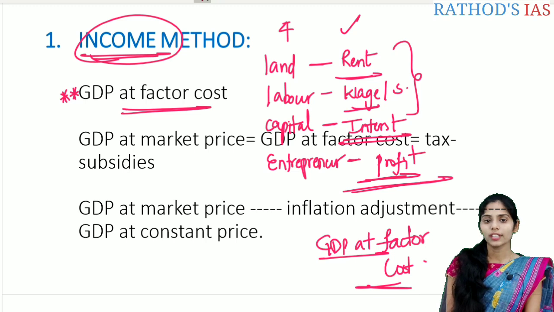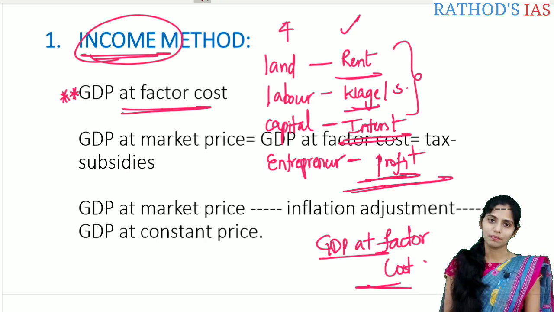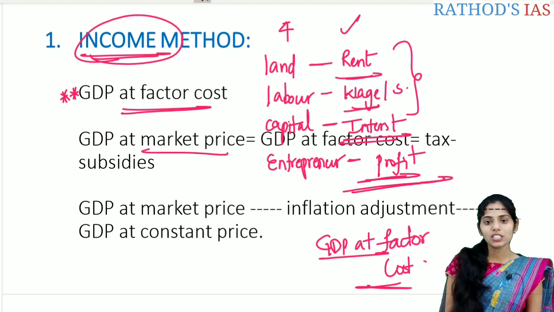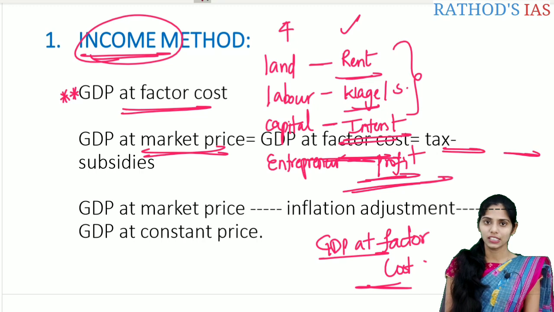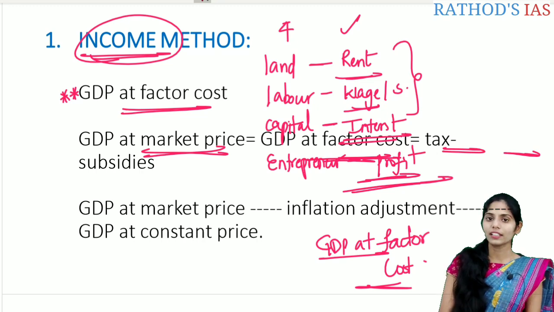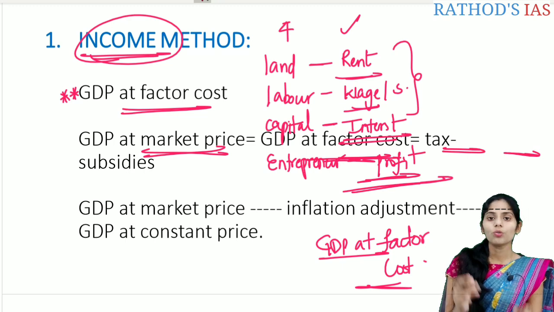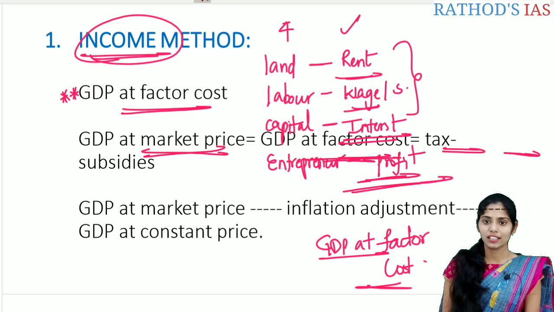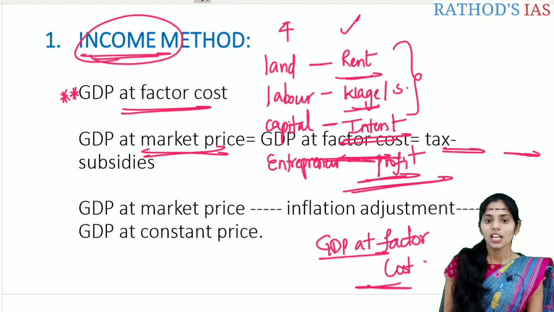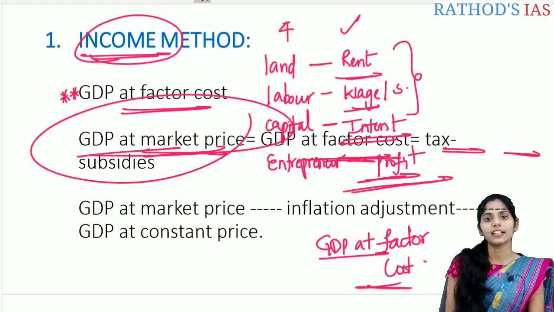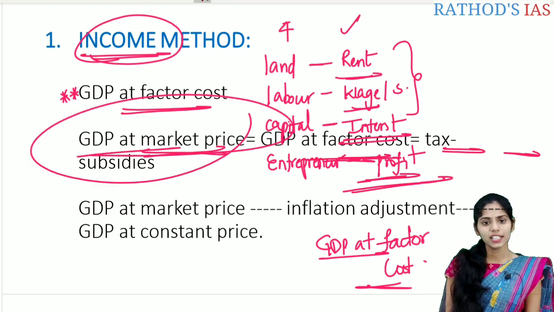When we want to calculate GDP at market price, then what do we have to add and what do we have to subtract? To calculate the GDP at market price, there is a formula. The formula here is GDP at factor cost plus taxes minus subsidies. The taxes are imposed by the government, and in the same way some subsidies are given by the government. So when we add net taxes to the GDP at factor cost, we will get GDP at market price. Is it clear?